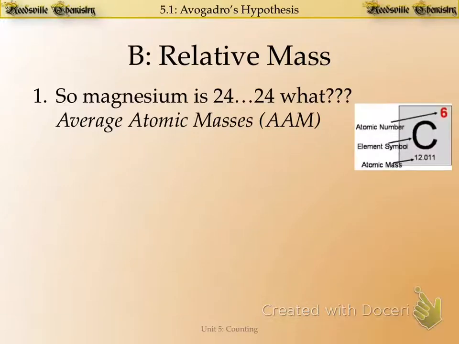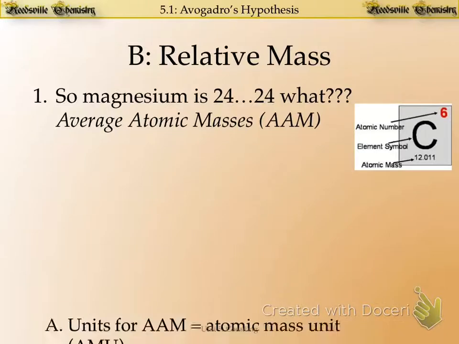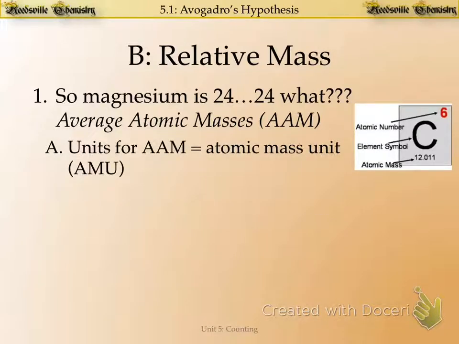But 24 what? Well, when we're looking for an atomic mass, we use the units AMUs. So for magnesium, it's not just 24, it's 24 AMUs, or atomic mass units.